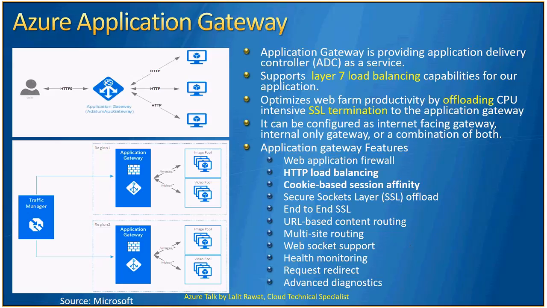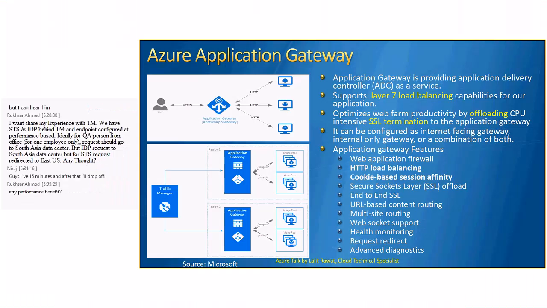Some of the benefits that you have if you use application gateway is, as Lalit pointed out, that you can have it in different regions. On top of that, you can put in a traffic manager. That way, you can load balance, and you can route the traffic to the closest location. It also supports URL-based routing or content-based routing.